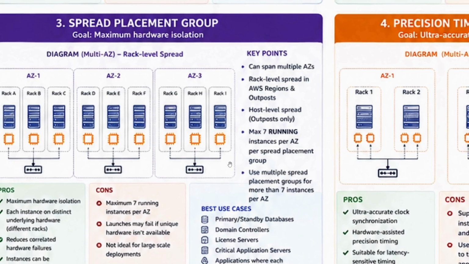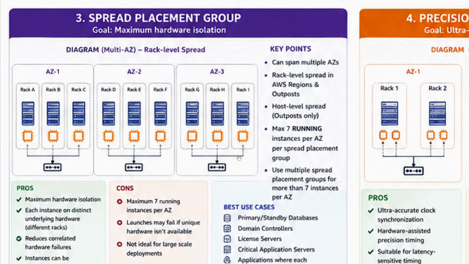Now the third type of placement group is spread placement group. In a spread placement group, there are no partitions. All your instances will be in different racks. When I say different rack, I mean completely different hardware or hardware equipment.